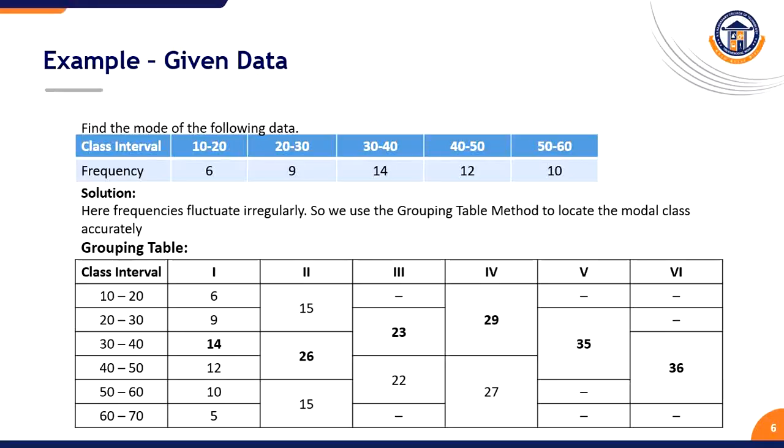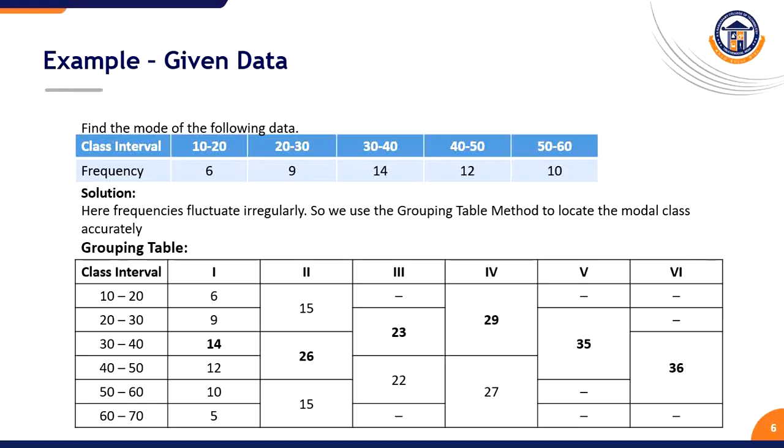So you don't simply take 14 as the highest frequency, because the difference is very small. So we locate the modal class accurately by using the grouping table. So we go for the grouping table here.